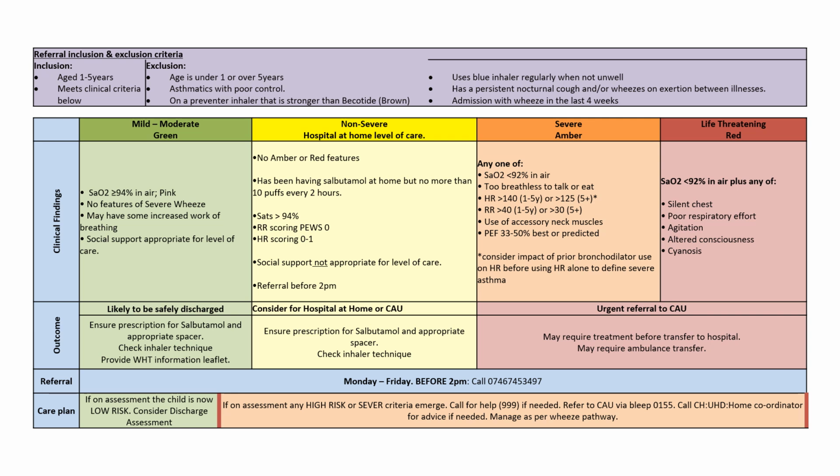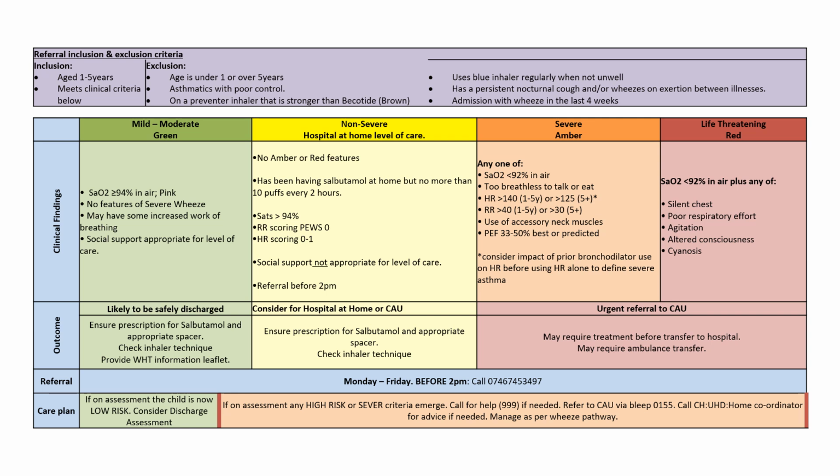The children we don't want are either reasonably well saturated with SATs over 94%, no features of severe wheeze, and maybe a little increased work of breathing, and parents very capable of giving them their blue inhaler. We obviously don't want the life-threatening ones, or the children who have saturations below 92%, are too breathless to talk, and are working very hard. These children probably need some burst therapy, which needs to be done in an inpatient setting.